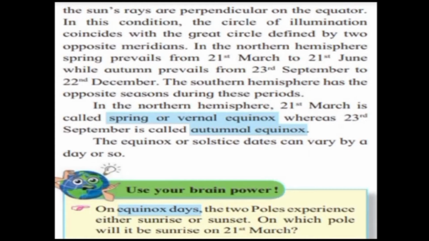In the northern hemisphere, spring prevails from 21st of March to 21st of June, while autumn prevails from 23rd September to 22nd December. The southern hemisphere has the opposite seasons during these periods. In the northern hemisphere, 21st March is called spring or vernal equinox, whereas 23rd September is called autumnal equinox. The equinox or solstice dates can vary by a day or so.